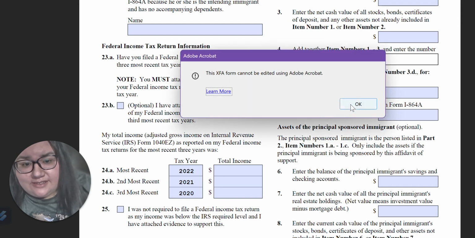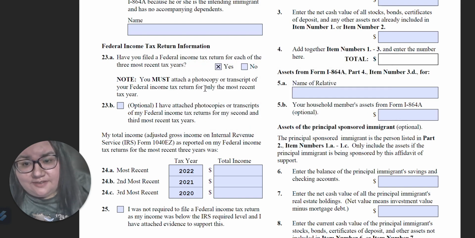So you're only required to send in your most recent tax year. But if you see 23B, there is an option to go ahead and attach transcripts for the last 3 years, so the second and third year as well. We normally recommend that if you have access to your last 3 tax return transcripts or tax returns, you go ahead and just send all 3, especially if they show consistent income. That's going to help your 864 get approved a little easier.